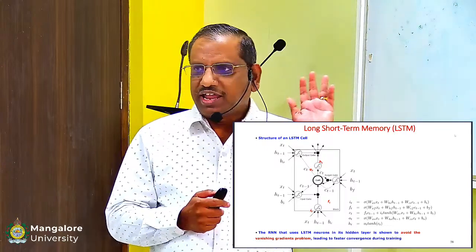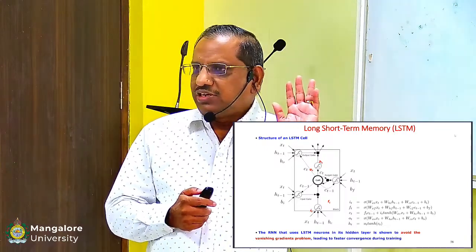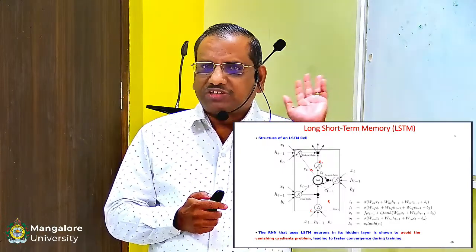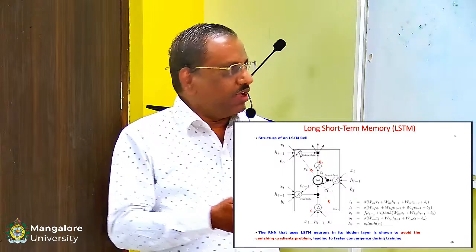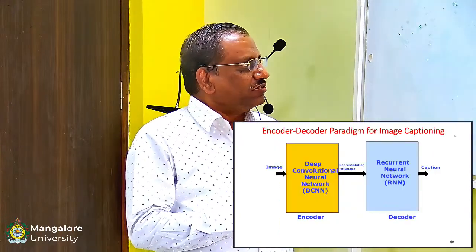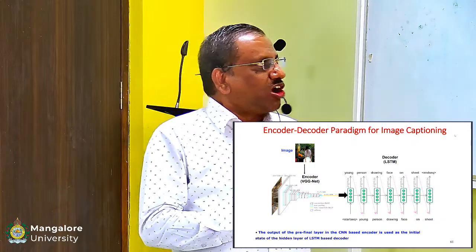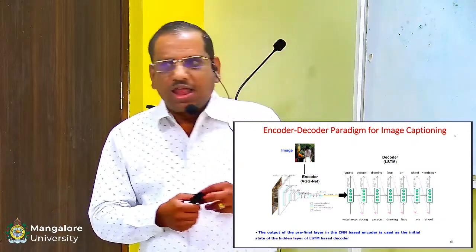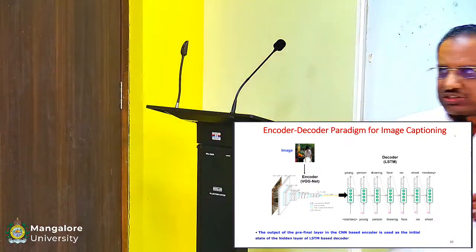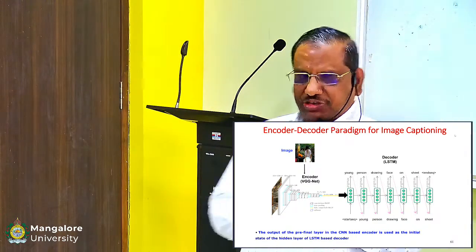So most of the current day deep neural networks, whenever we are dealing with sequences, will be based on this long short-term memory network. We'll be seeing that a combination of this CNN model and the LSTM model is used to perform this task called image captioning.